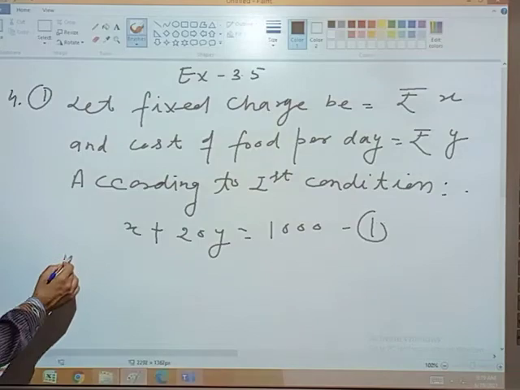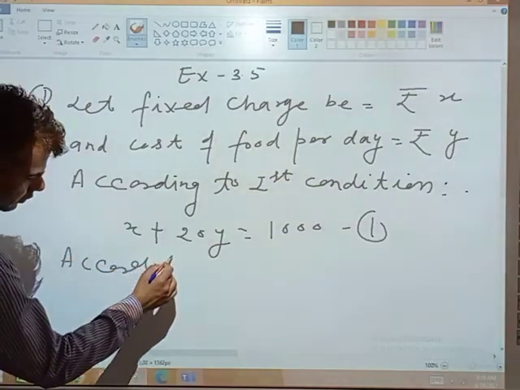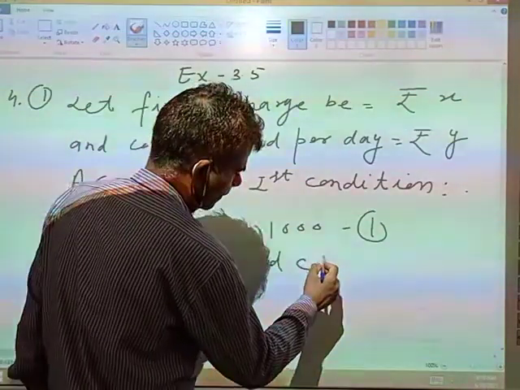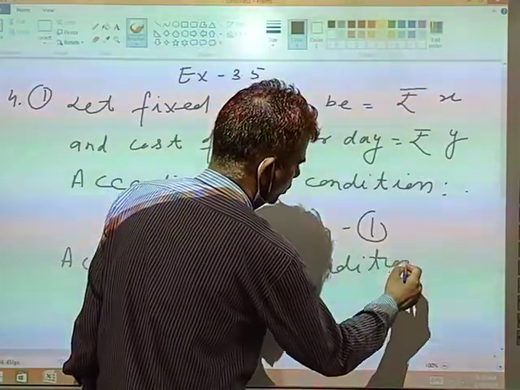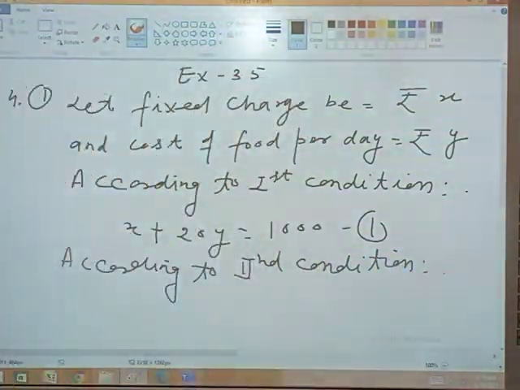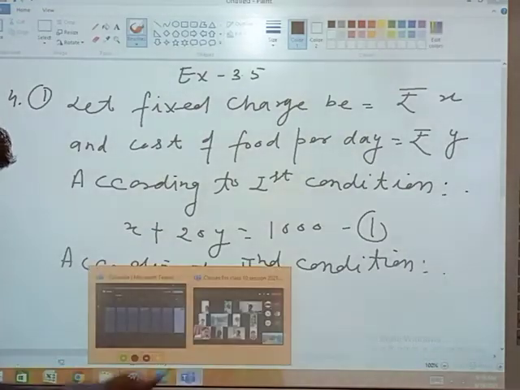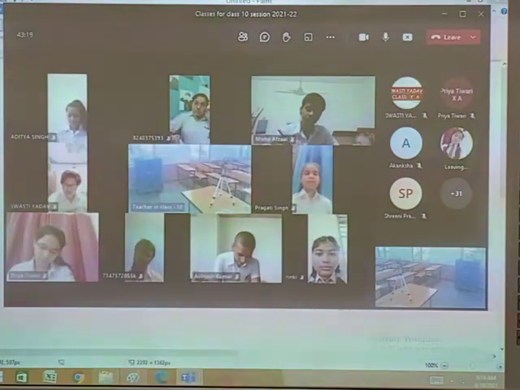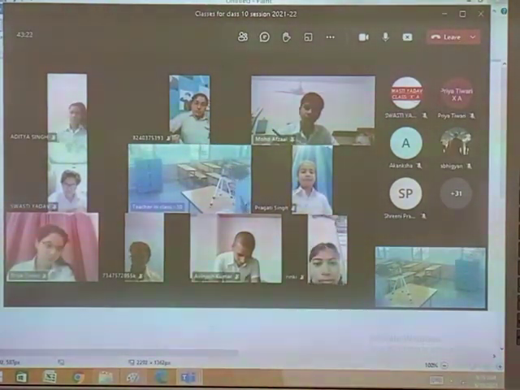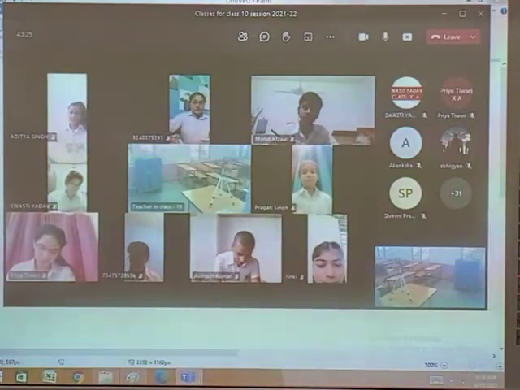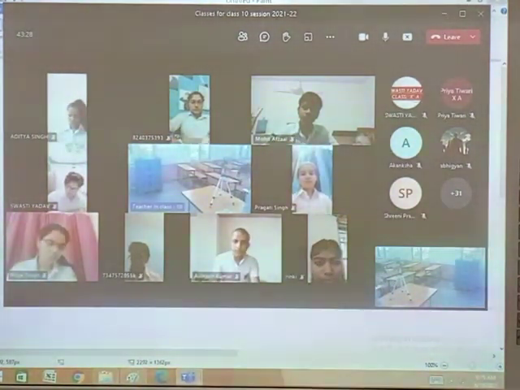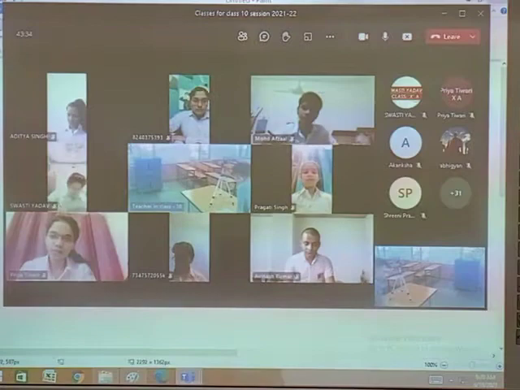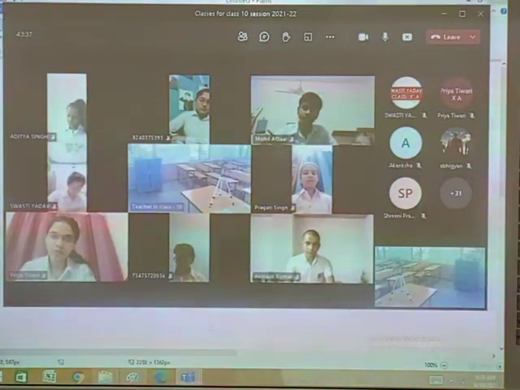Now according to the second condition, student, read the question properly. So x plus 26y equal to 1100. Rinky, listen to me. Where a student B who takes food for 26 days, you have to pay 1180.